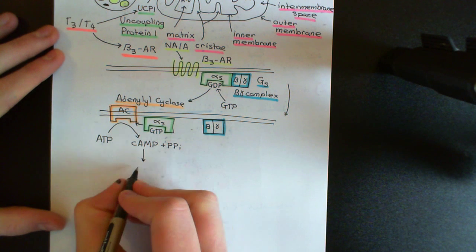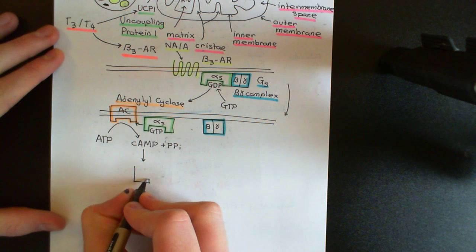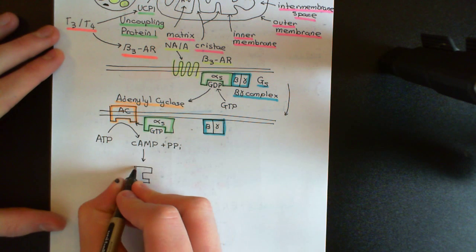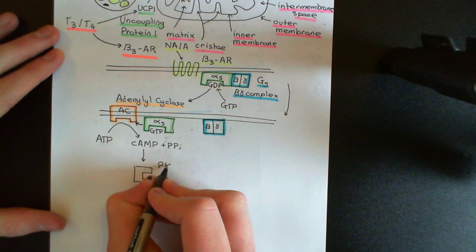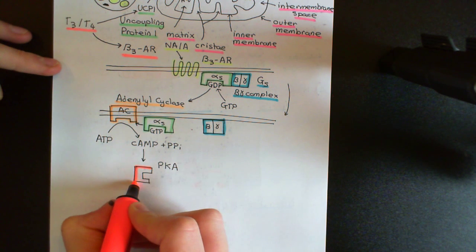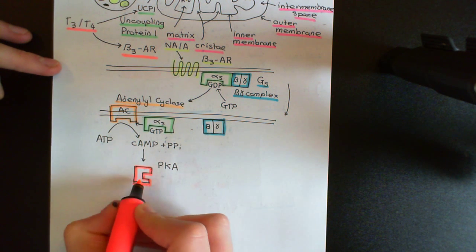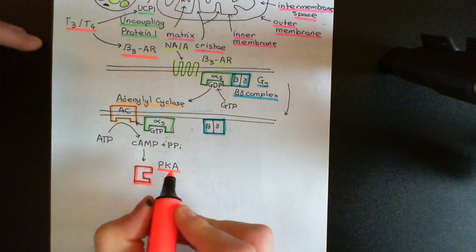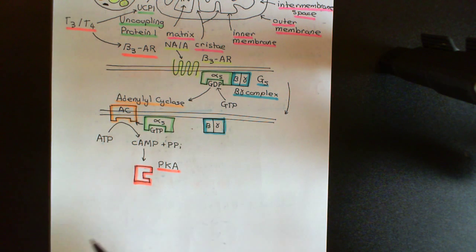Cyclic AMP will then go off and activate an enzyme in the cytoplasm of the cell known as protein kinase A, or PKA for short. I'm sure you've heard of these enzymes before, they're very, very famous. Okay, so here is protein kinase A, like so, in the cytoplasm of the cell. And protein kinase A, what's it now going to do?